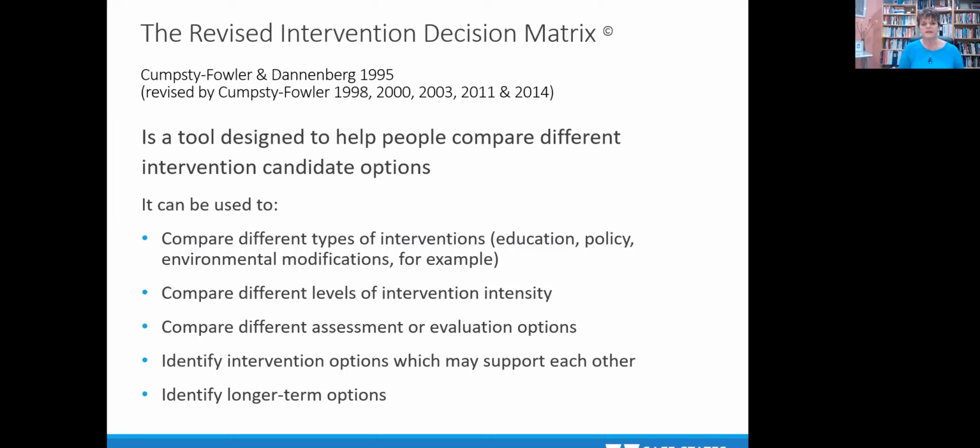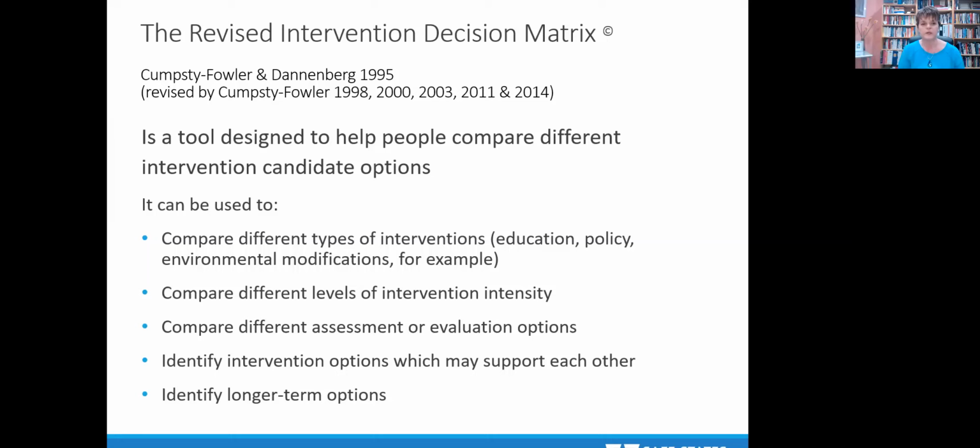We can also then identify options that may support each other. So I might be considering policy and education, but I may realize that in fact, efficiently targeted educational options, which increase, say, social and political will, may support my policy.